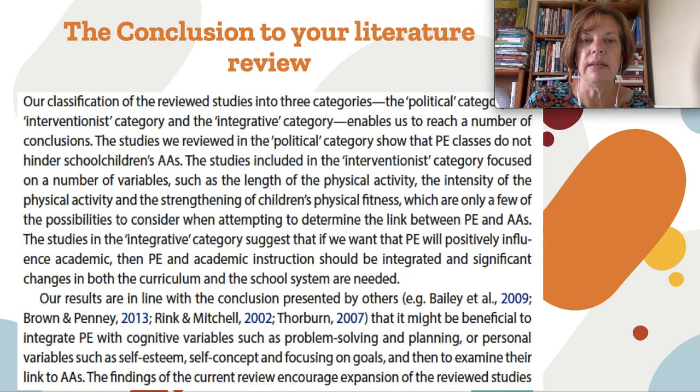So they begin this example here by reviewing what they did. "Our classification of the reviewed studies into 3 categories," and those were their 3 categories, "enables us to reach a number of conclusions." So they didn't categorize these studies randomly. They did it with purpose because they wanted to come to these conclusions. So they summarize again what they did. They go through each of the three categories. They explain what happened there.